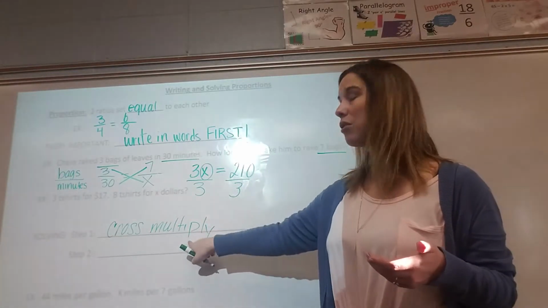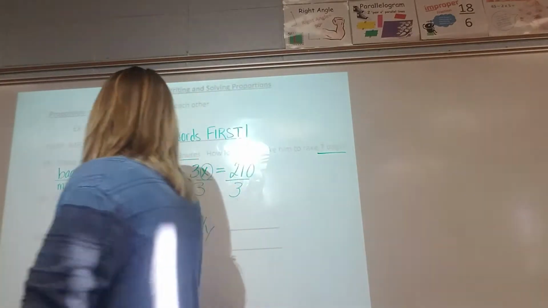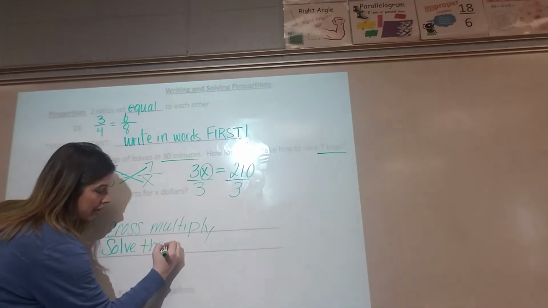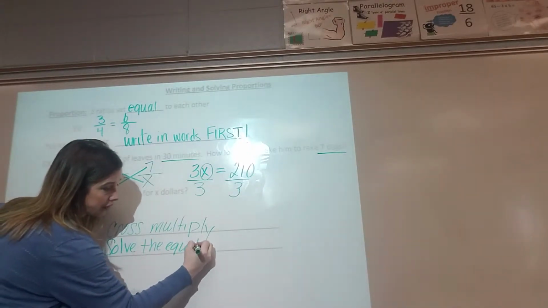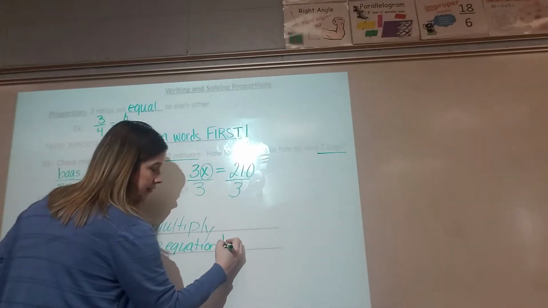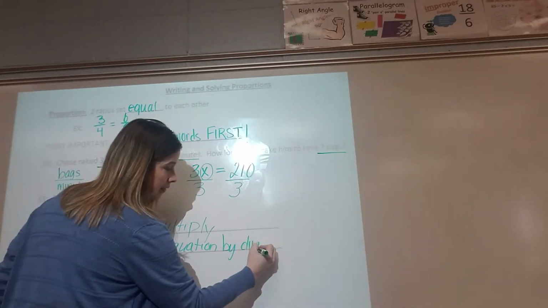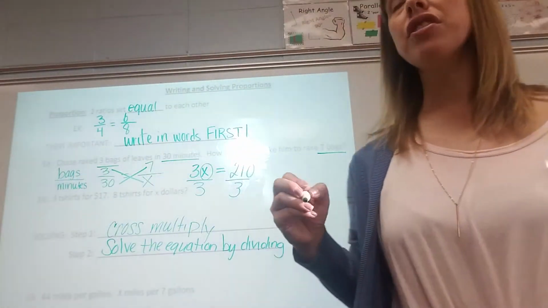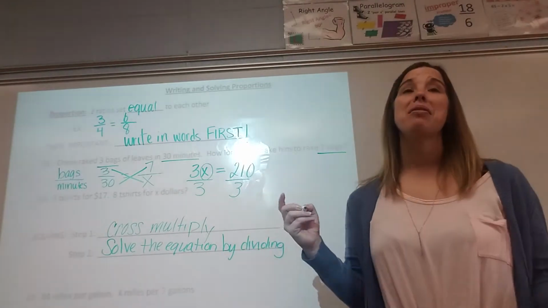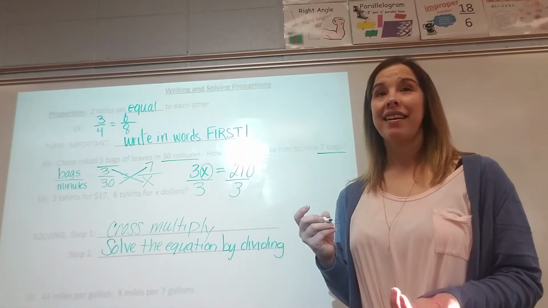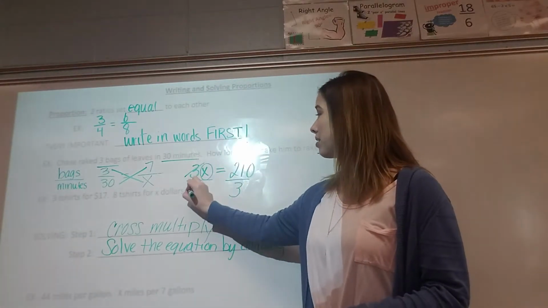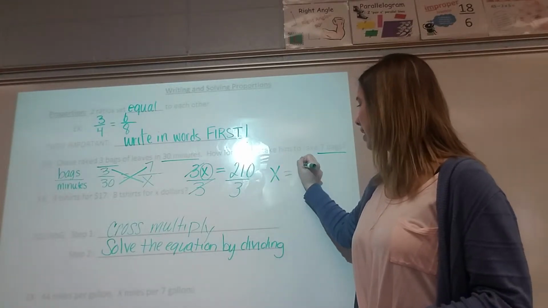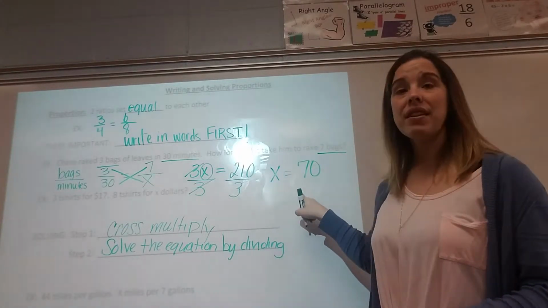Okay? So after you cross multiply, your second step is to solve the equation by dividing. After you cross multiply, you guys know how to solve equations. You did very well on it. We divide each side by 3. 210 divided by 3 gives me what, Jacob? 70.